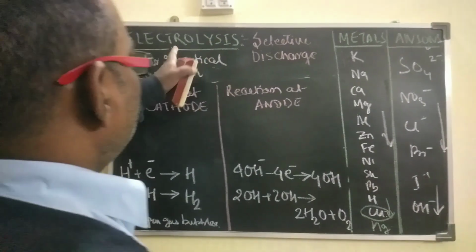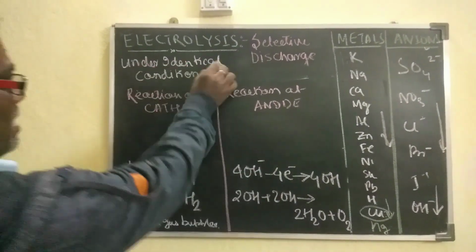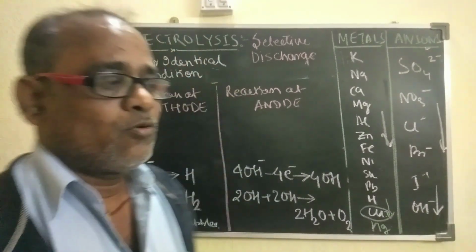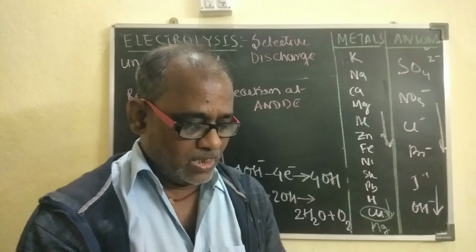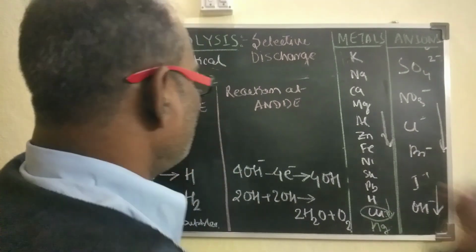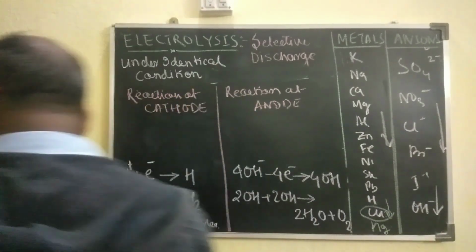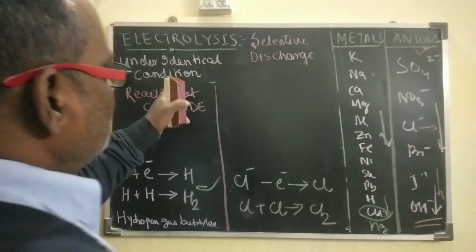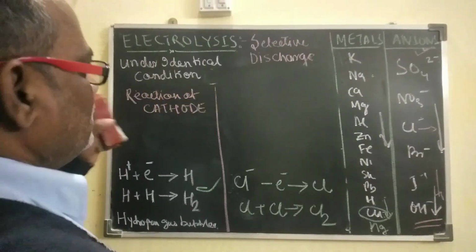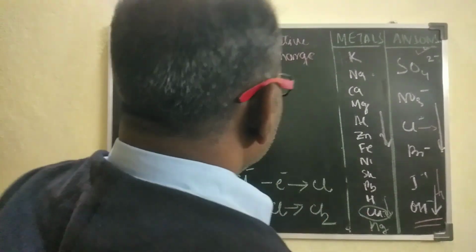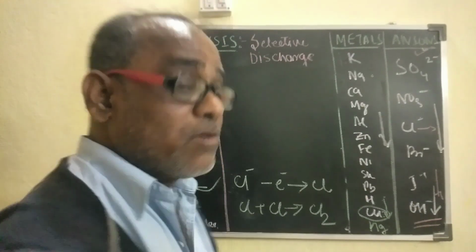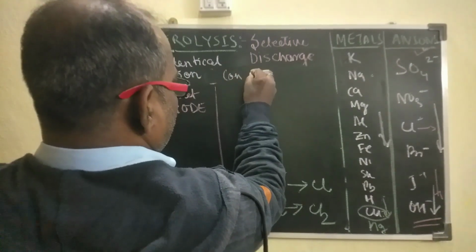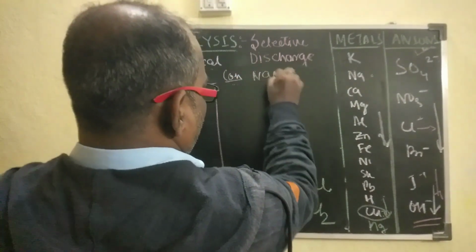One of the last conditions during electrolysis: suppose under identical conditions, if we take a concentrated electrolyte, let us take an example, concentrated sodium chloride. Already two conditions we have learned. Now under identical conditions, if the electrolyte has been taken as concentrated, let us take the example of concentrated sodium chloride solution.